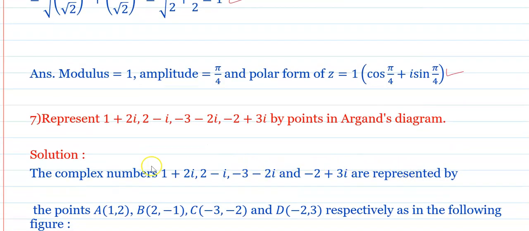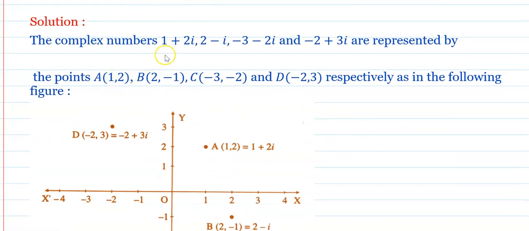Okay, now the next problem, problem number 7. Represent 1 plus 2i, 2 minus i, minus 3 minus 2i, minus 2 plus 3i by the points in Argand's diagram. The complex number 1 plus 2i, both are positive. It lies in the first quadrant. The x is 1, y is 2, and hence this is the first point 1, 2, 1 plus 2i.